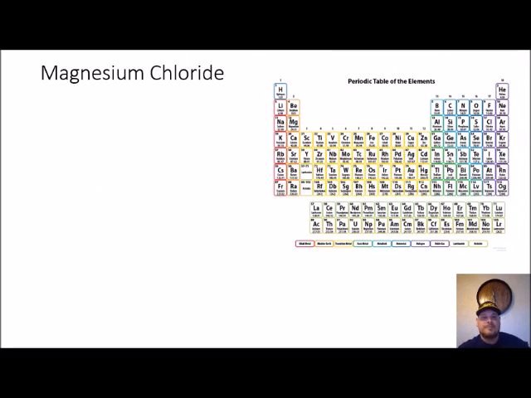All right, so let's jump to our next one. Our next compound is magnesium chloride. So much like we did before, we're going to find magnesium on the periodic table. Magnesium is located in group 2A. Now I'm going to find chlorine. Chlorine is located in group 7A or 17, right? Once again, I'm going to write down their charges.